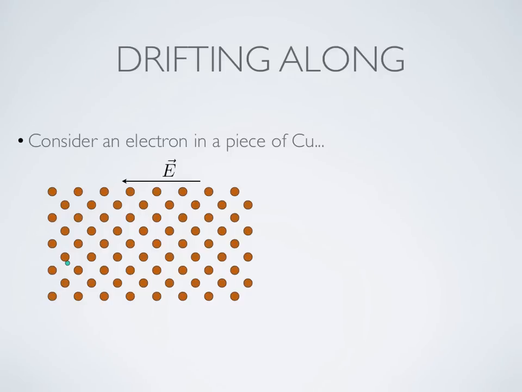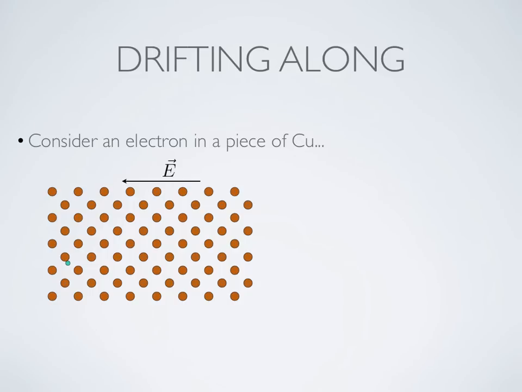So we're going to talk about how an electron actually moves if I put it in a piece of copper. Imagine I have a piece of copper and I'm zoomed in real close, so each of those circles represents a copper atom, and the little green dot is an electron. And I'm going to apply an electric field to this guy, and when I have an electric field, that electron is going to want to move.